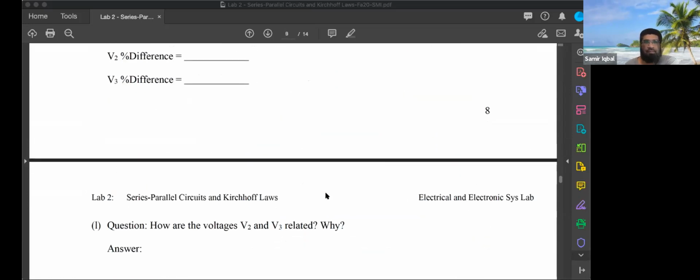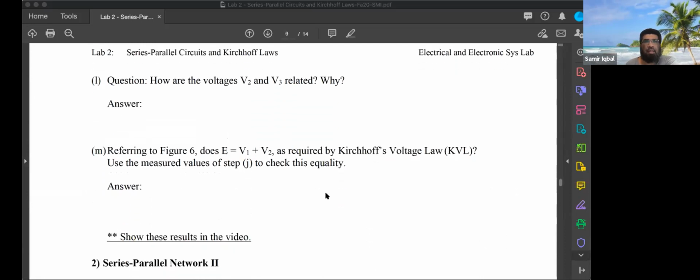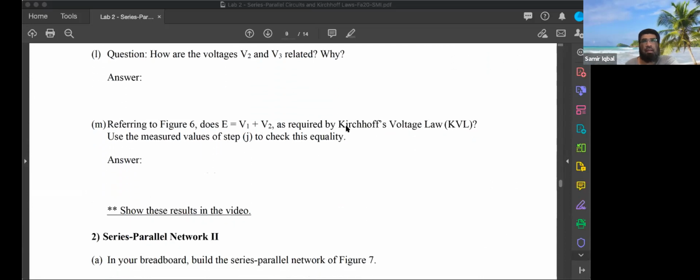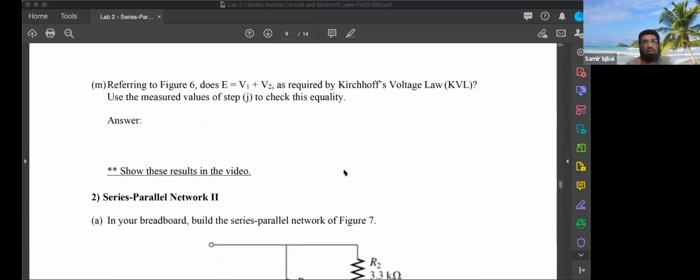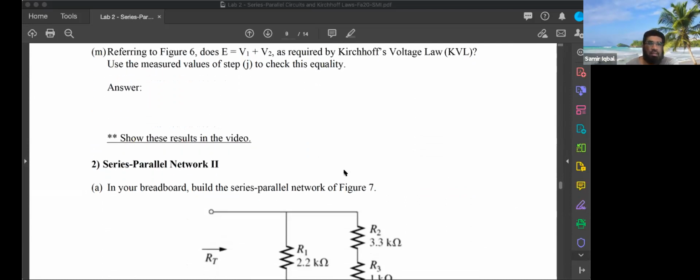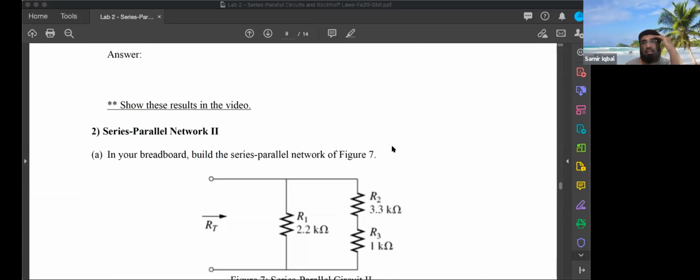All right, then you'll find the KVL application. Does it hold? And you'll show these things in your video also. That will be part of how you have achieved, or you have got there. So that was the parallel series network.